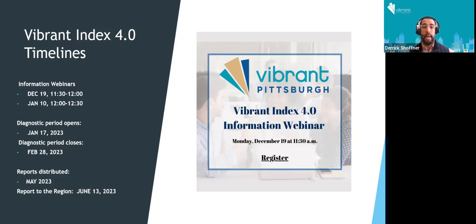And then reports will be distributed starting in May. After the conclusion of the diagnostic period, there's a lot of silence on our end because we are hard at work analyzing the data, generating reports for your respective organization, and really leaning into interpreting the trends that we've seen from the sample, in addition to your respective organization as well.